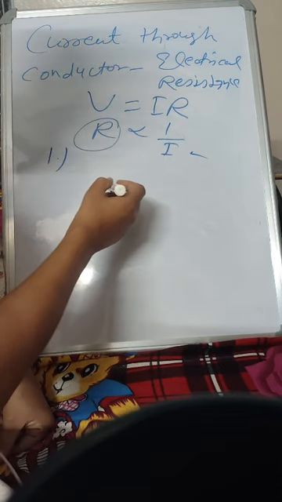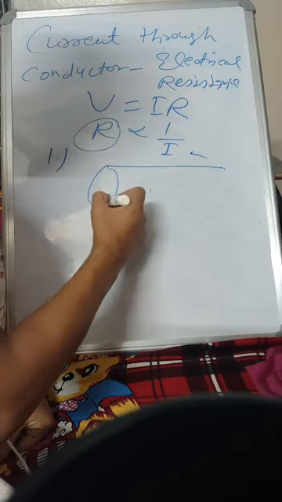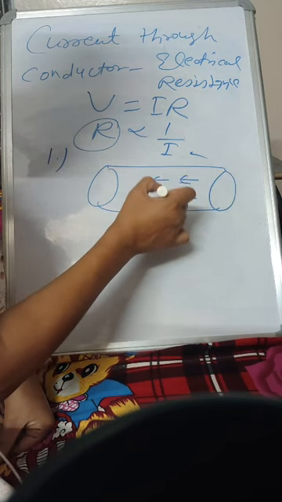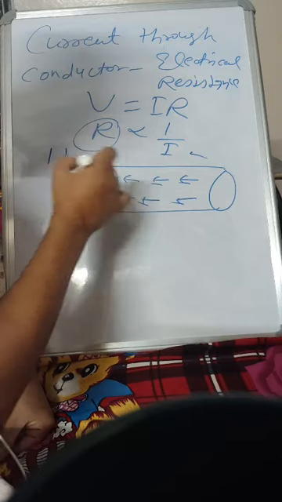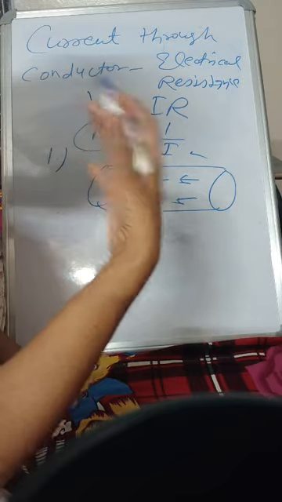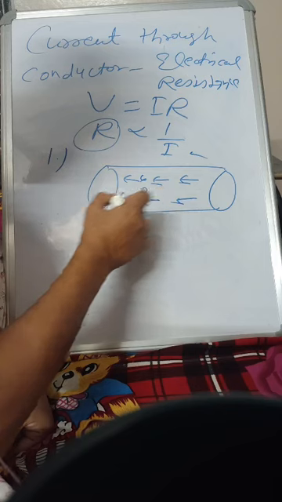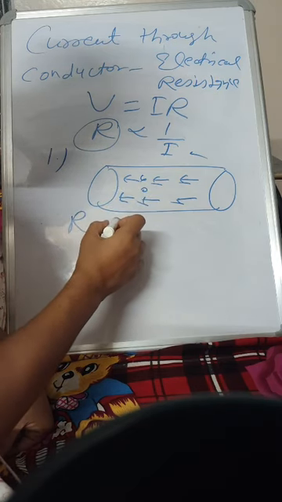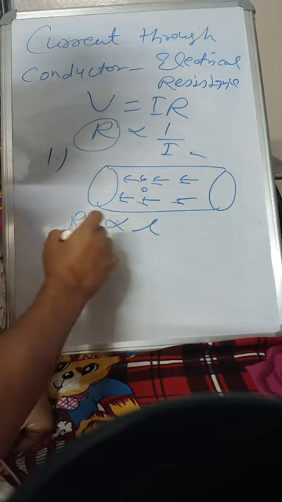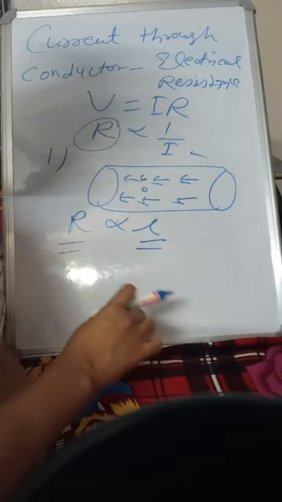For example, if we increase the length of this conductor, these electrons will have to travel a longer path, and when they travel a longer path, there will be a higher possibility of collision with the ions or the atoms. So if we increase the length, the resistance also increases. So this resistance is directly proportional to the length of the conductor. So one thing is this.